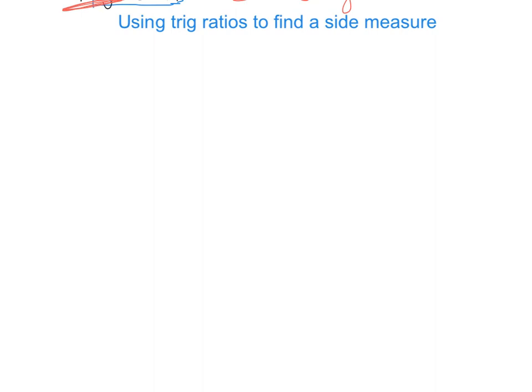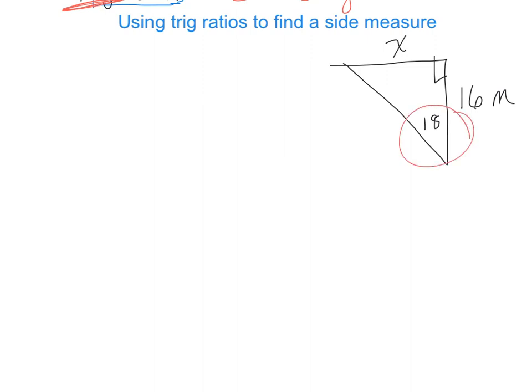Fresh start, right? Alright, so this time we have this triangle, and let's say that this angle here is, I don't know, 18 degrees, and we'll say that this side here is, I'm just making up numbers, 16 meters, and we're looking for that side. Okay, first step, we need to find our reference angle and label everything up. So, reference angle, boom, done.